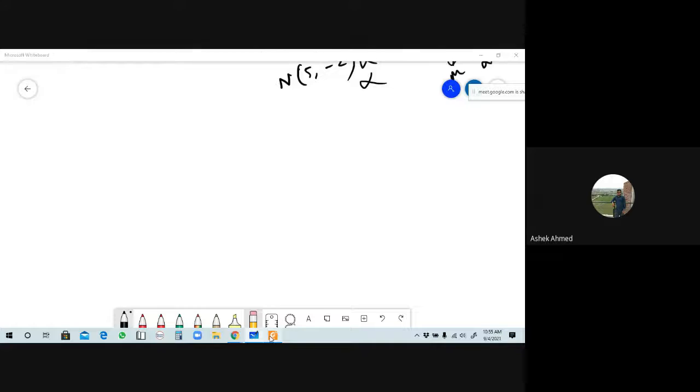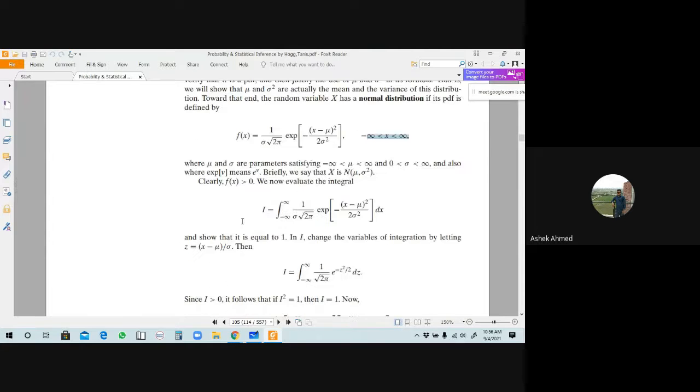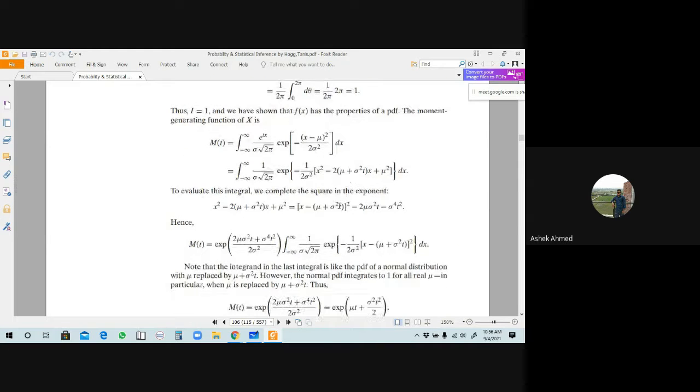Now we will find the mean and variance of the normal distribution. In the normal distribution there is an exponential function, e to the power. Is it right? Yes, sir. Since the PDF of the normal distribution contains the exponential function, we can find the mean and variance by using the moment generating function concept. Understand?